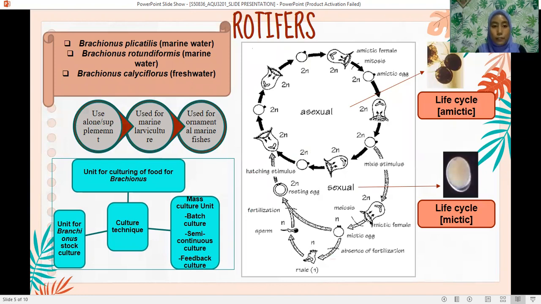There are 3 units of culture technique: a unit for culturing of food for Brachionus, a unit for Brachionus stock culture, and a mass culture unit, which is batch culture, semi-continuous culture, and feedback culture.